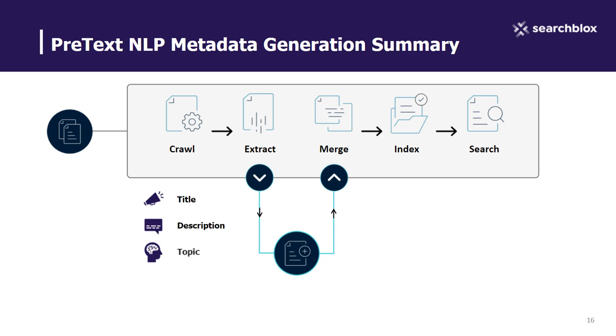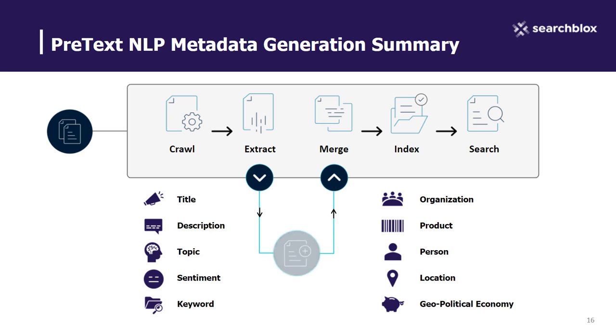The metadata that can be generated for each document now includes title, description, topic, sentiment, keywords, and entity extraction when it finds specific names of organizations, products, people, locations, and even geopolitical economy terms. We hear excited customers tell us they can't do this even with a Watson integration. And this list will continue to grow as AI continues to progress.